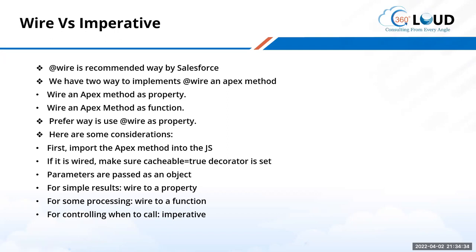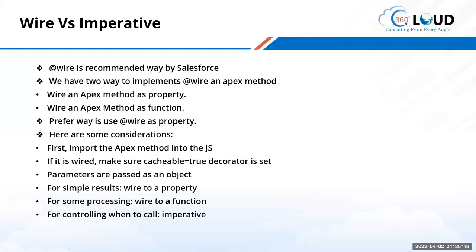Because there are some advantages and disadvantages of wire as well. That is why Salesforce introduced imperative methods. The advantage of wire is that it is faster than the imperative call, because of the LWC reactive architecture. The wire property is faster, and it can refresh the data, because we are using cacheable true. That means some data can be placed in cache memory. So if you want to refresh the data, we can use the refresh apex method.